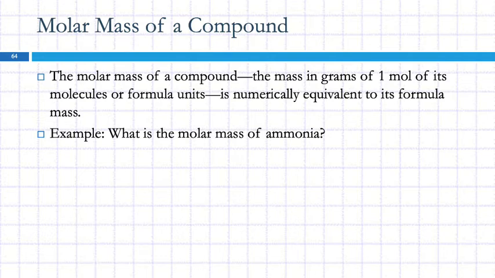What do we need first? The formula of ammonia. That's something you need to memorize. Anybody know? NH3. Ammonium is NH4 plus. This is ammonia. It's just losing that hydrogen ion.